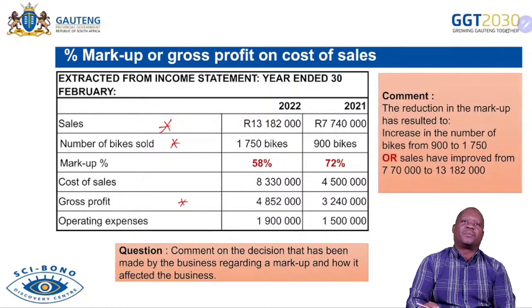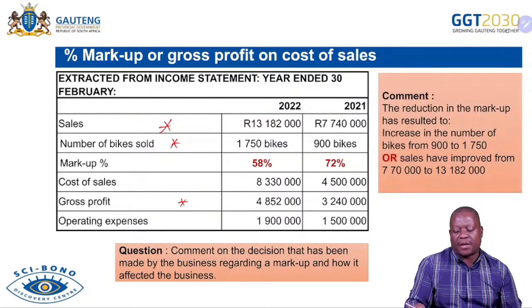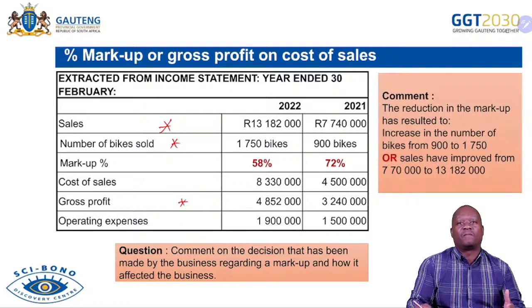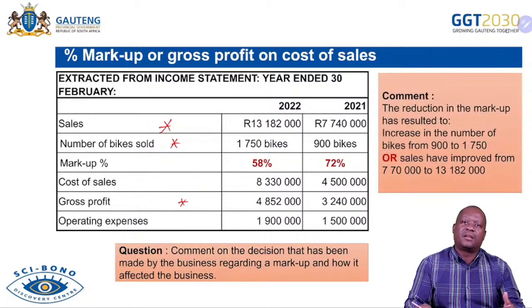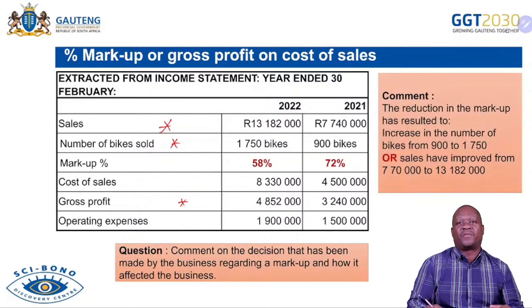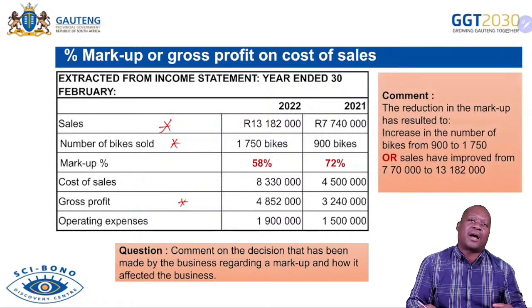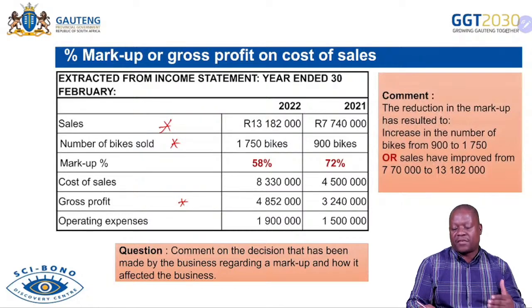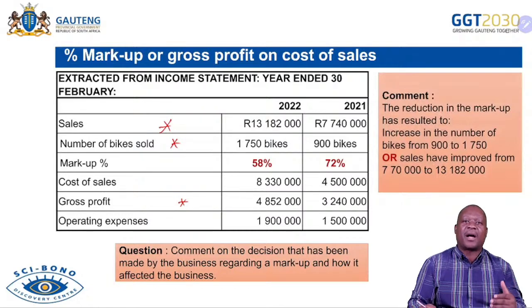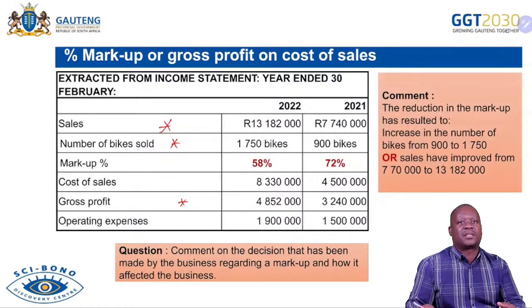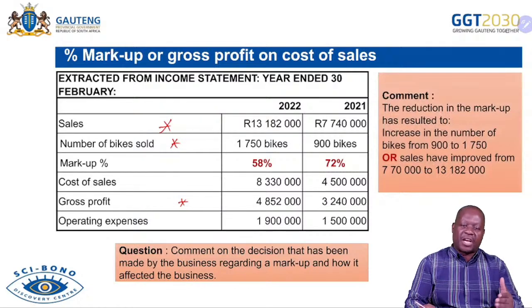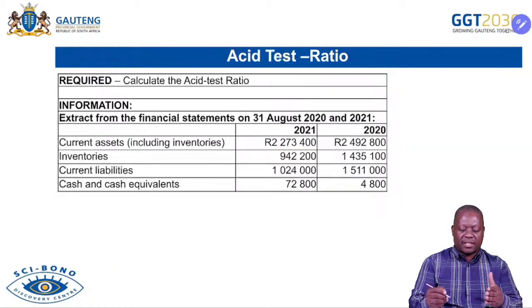Sales increased from 7,740,000 to 13,182,000. That's a good thing. You can even add an increase in gross profit, which was a result of a decrease in markup. So please remember, it doesn't mean every time we are increasing our markup, we are doing something better for the business. Sometimes a reduction in markup can benefit the business, like in this case.